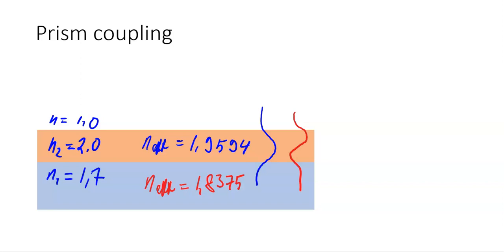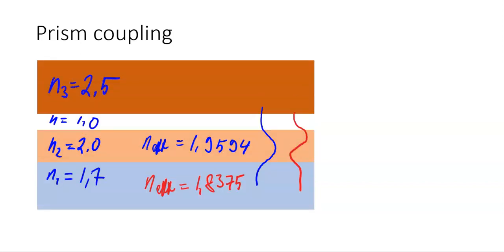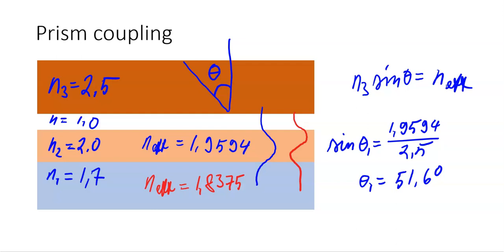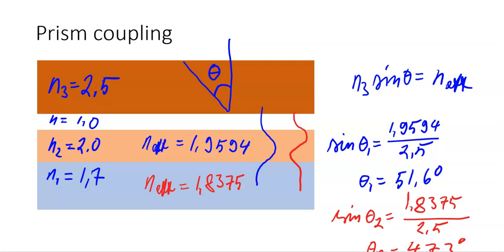Now we select a prism with refractive index of 2.5. From the coupling condition, we can now calculate the angle which is needed to couple the desired mode. The first mode is coupled at an angle of 51.6 degrees, and the second mode is coupled at an angle of 47.3 degrees.